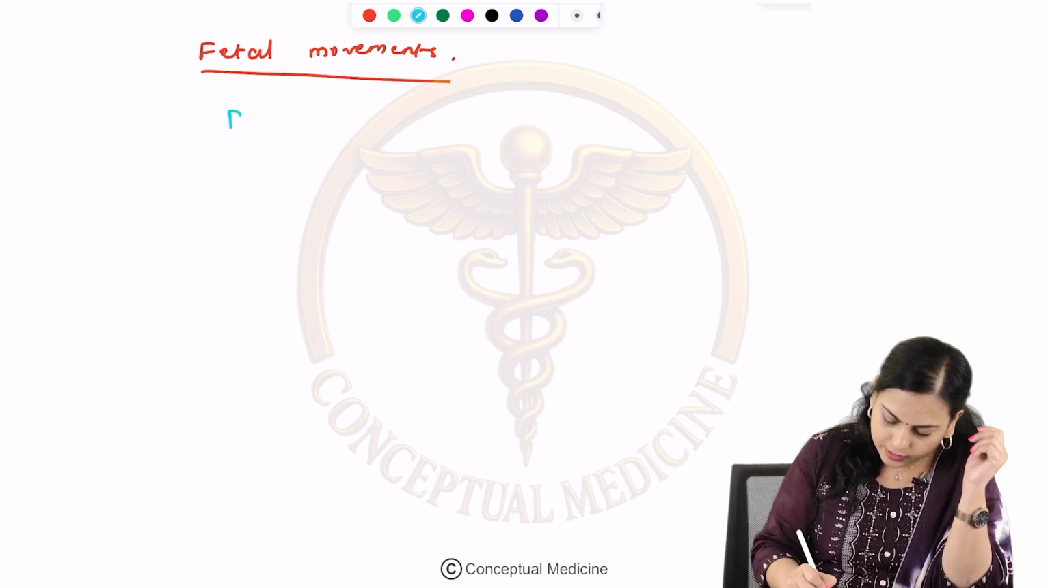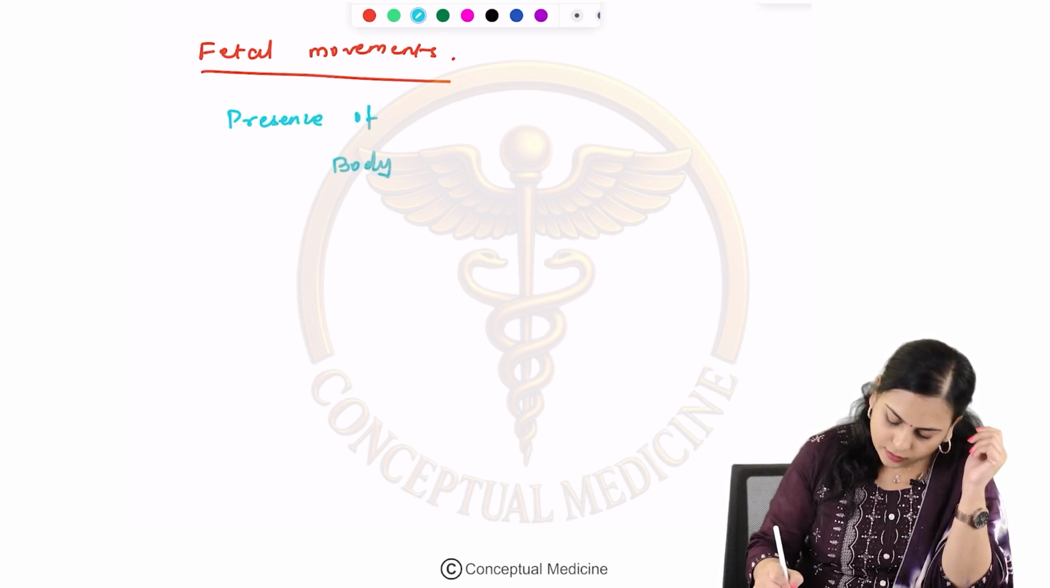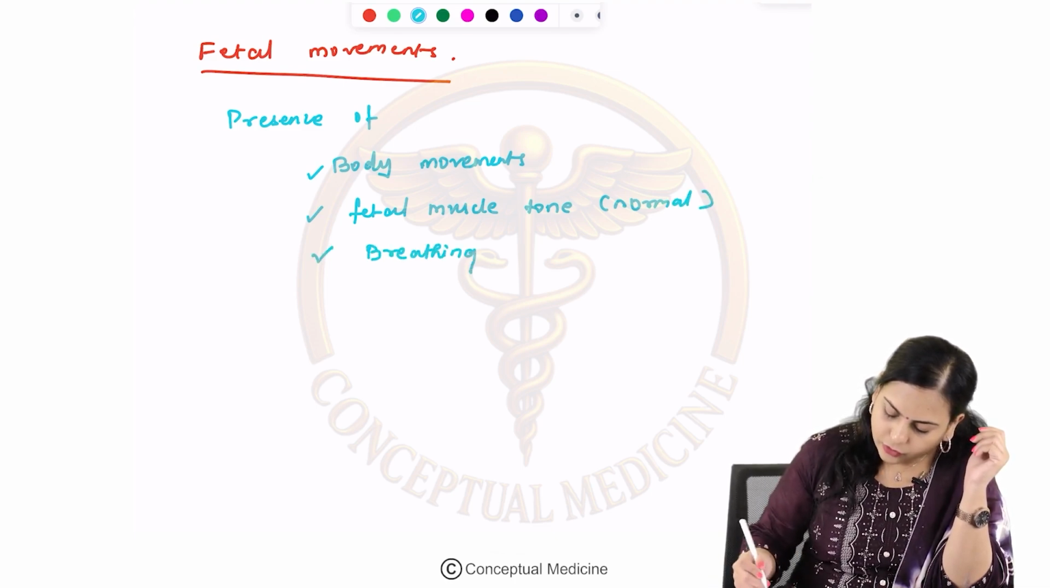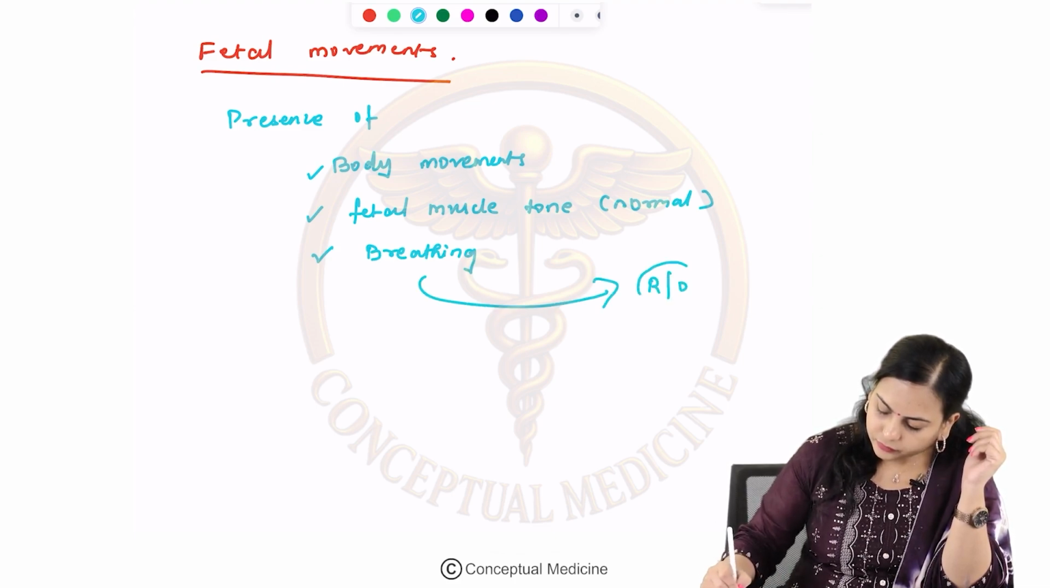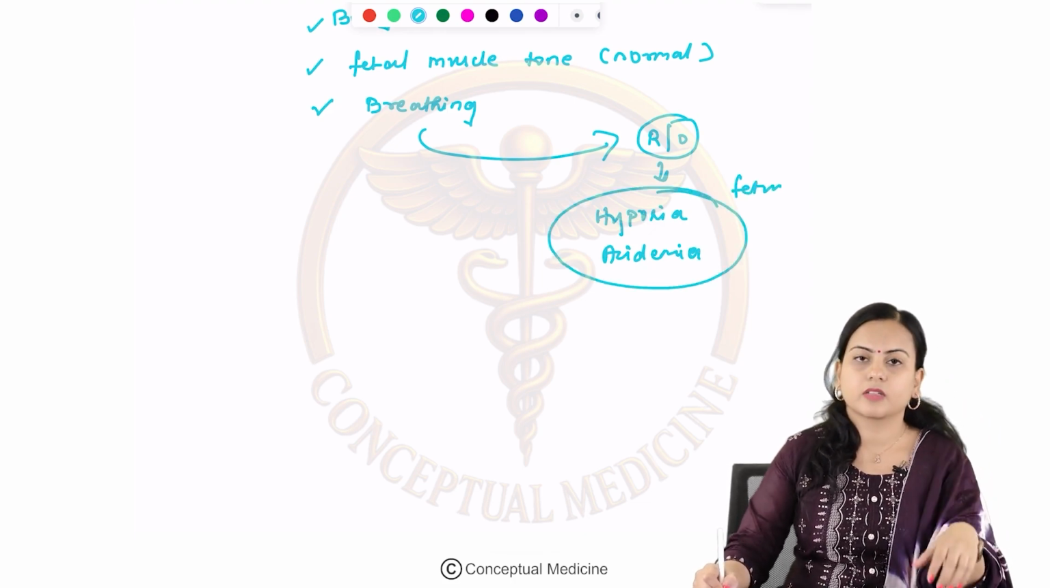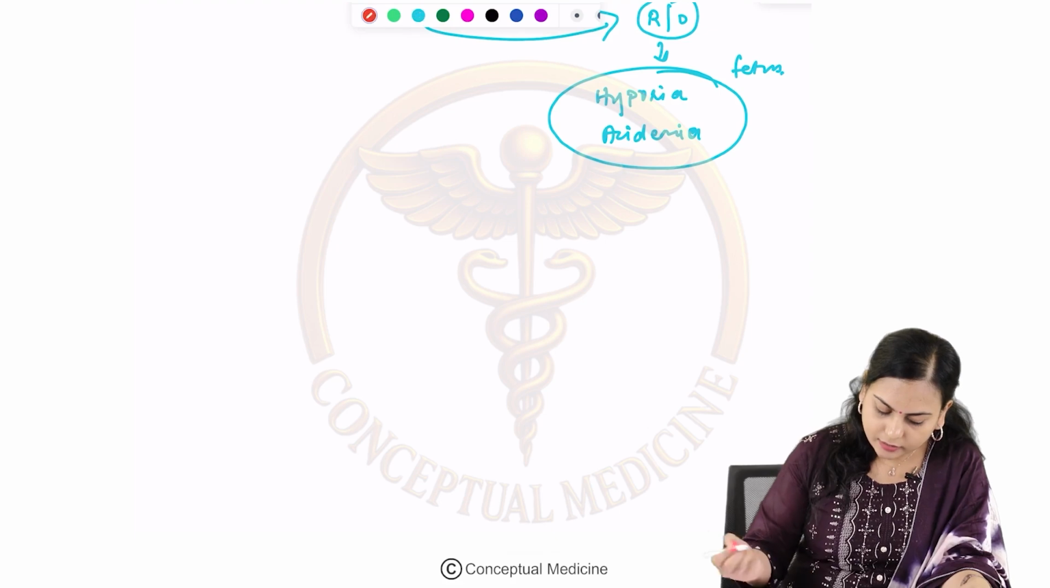So, presence of body movements, then fetal muscle tone that is normal, and breathing movements rules out hypoxia and acidemia in the fetus. Clear?